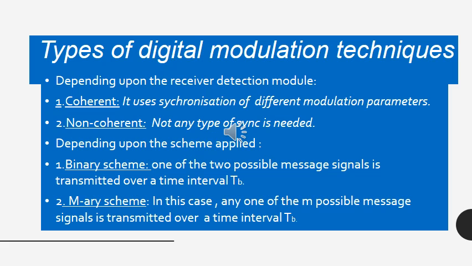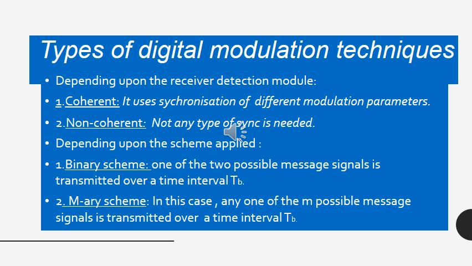In coherent, it's obvious we would be using a coherent carrier. That means there would be a need for synchronization of various receiver parameters, of various modulation parameters. By modulation parameters, we mean the different parameters that we are using in modulation. It can be phase, it can be time. Among these, these are the two most discussed. These types of synchronization are required.